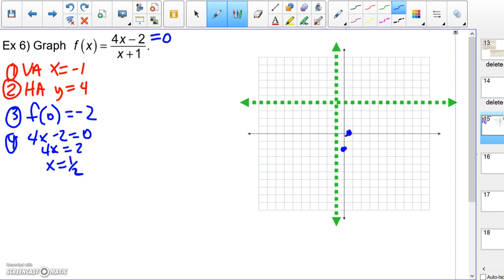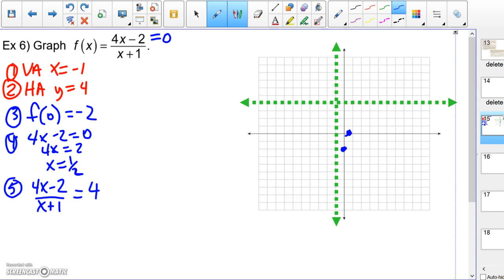Step 5 is figure out if your graph crosses the asymptote. And so you take the function 4x minus 2 over x plus 1 and set that equal to your horizontal asymptote, which is 4. Horizontal asymptote from step 4.